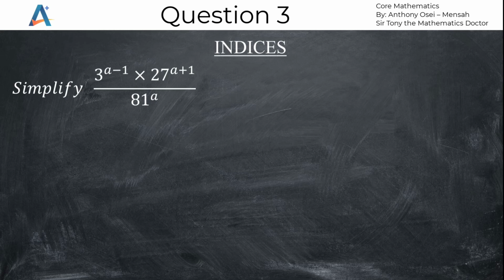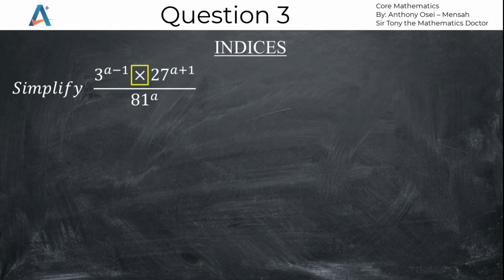Between the first base and the second base, we can see a multiplication sign. So base 3 power a minus 1 is joined to base 27 raised to the power a plus 1 using the multiplication sign. Because the indices numbers have a multiplication sign separating them, we can approach this understanding that this is indices.